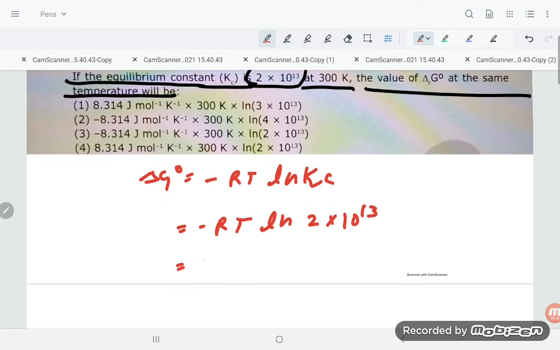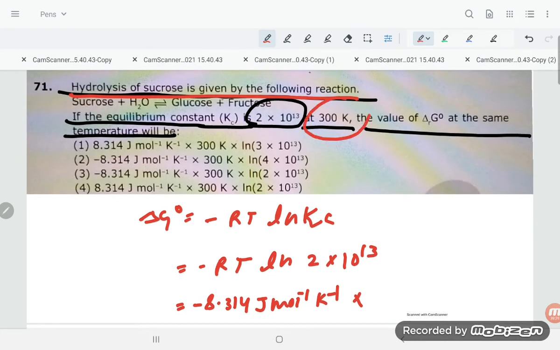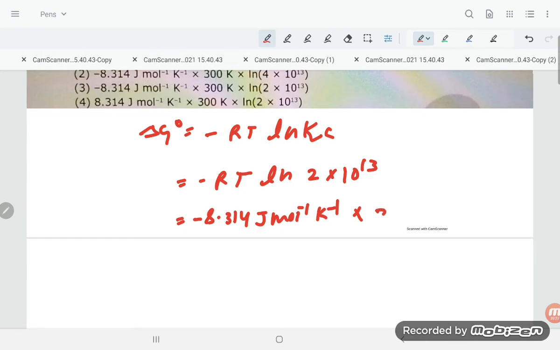So R value is how much, student? 8.314 joule per mole per Kelvin. Temperature, how much is there, student? Here they are saying 300 Kelvin. So it will be 300 Kelvin, and then we have ln of 2 into 10 to the power 13.